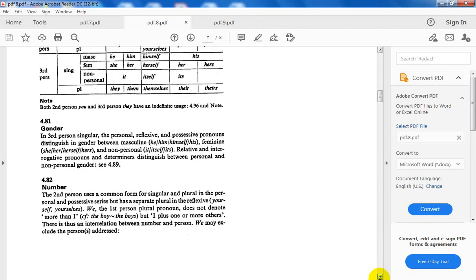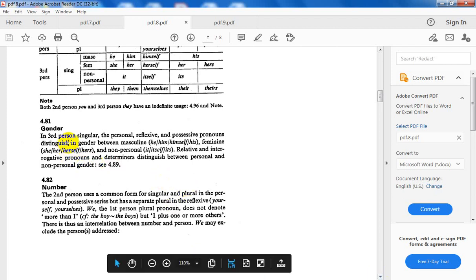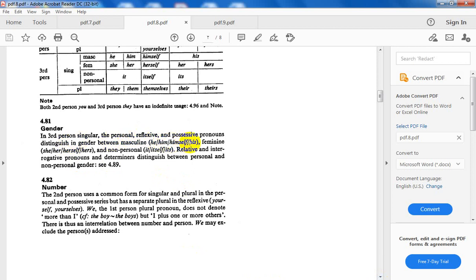Concerning the gender of nouns, the gender, the differentiation between what? Between inanimate and animate, between male and female. In third person singular يعني he, she, it. The personal, reflexive and possessive pronouns distinguish in gender between masculine يعني عندي he, him, himself, his. وعندي بالfeminine عندي she, her, herself, her. يعني بالthird person أكو distinction between male and female, between he and she.